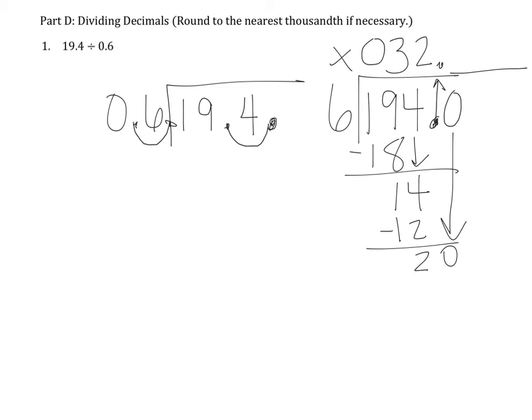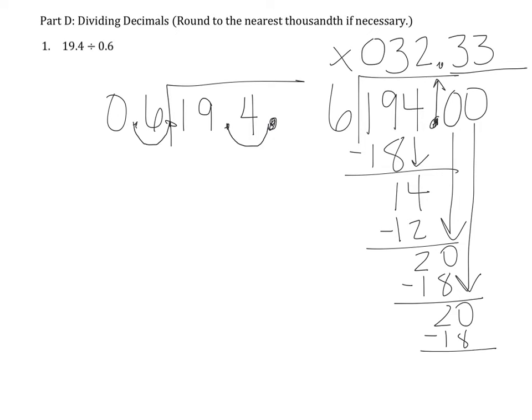6 goes into 20 3 times. 3 times 6 is 18. We'll subtract and get 2. We will add a 0 and bring it down. 6 goes into 20 3 times. 3 times 6 is 18. We subtract, we get 2. Add another 0, bring it down. And 6 goes into 20 3 times. And if you notice, we're going to have a repeating decimal. We're going to keep getting 3, 3, 3, 3, 3, 3 after the decimal.